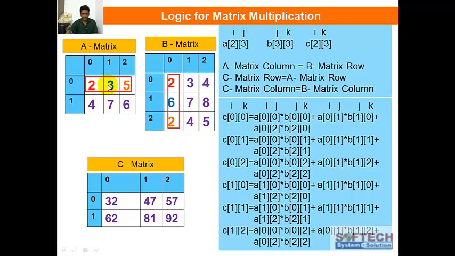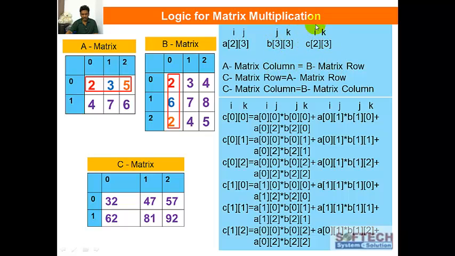Matrix multiplication has some mathematical rules. One is that the A matrix column should be equal to the B matrix row. If it is not equal, that matrix cannot be multiplied. So this is the rule. A matrix column and B matrix row are equal.